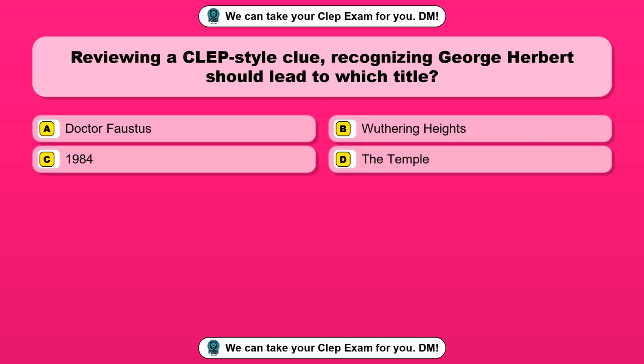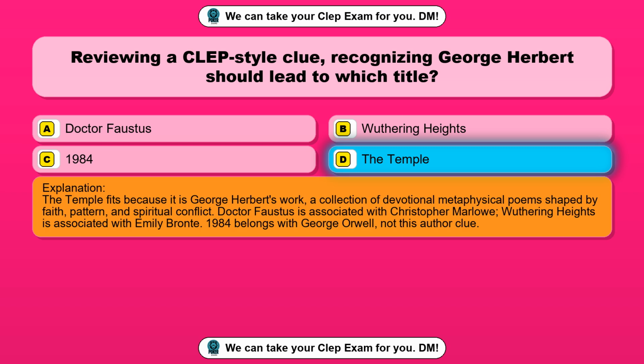Question 58. Reviewing a CLEP-style clue, recognizing George Herbert should lead to which title? Option A. Dr. Faustus. Option B. Wuthering Heights. Option C. 1984. Option D. The Temple. The correct answer is option D. The Temple. The Temple fits because it is George Herbert's work, a collection of devotional metaphysical poems shaped by faith, pattern, and spiritual conflict.